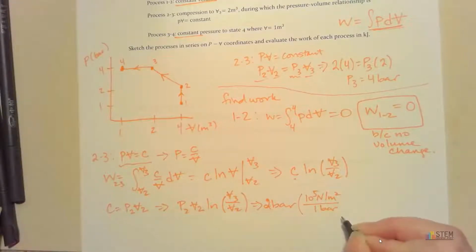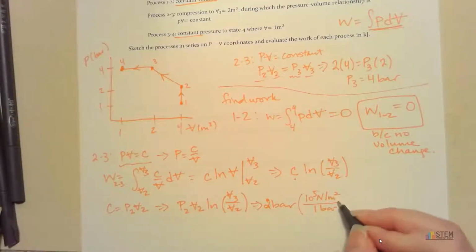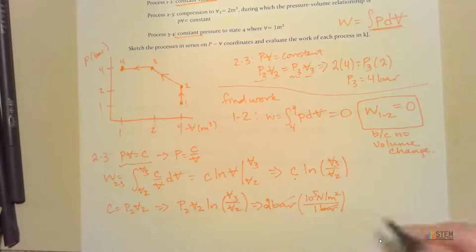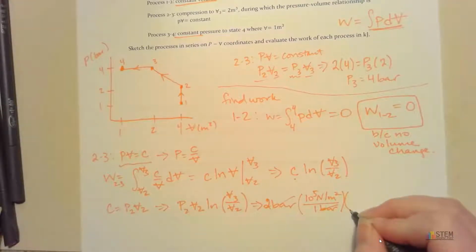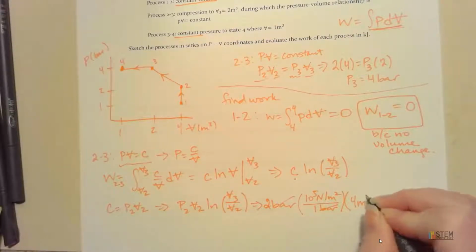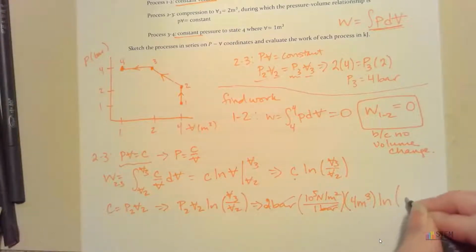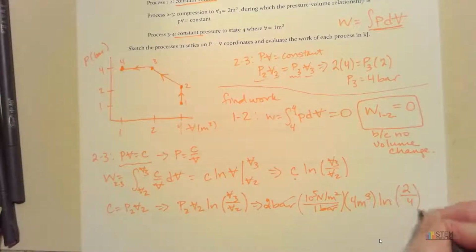So our conversion for that is 10 to the 5th Newton per square meter per bar. And that gets rid of the bar. And then after that, now we need to multiply by our volume at state 2. So that was 4 cubic meters. And then we have natural log of V3, which was 2, over V2, which was 4, and those units would cancel.